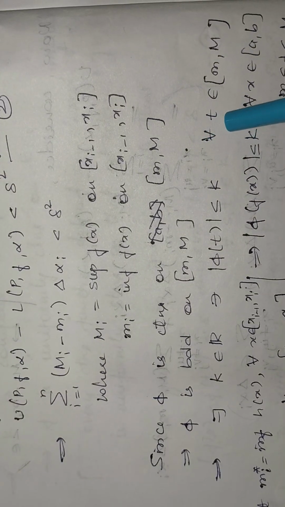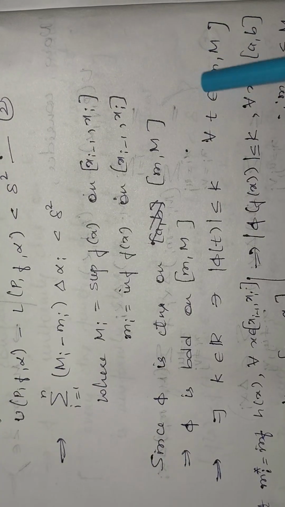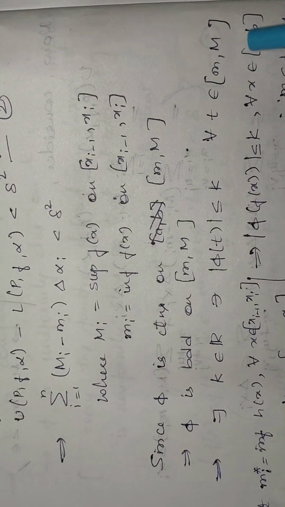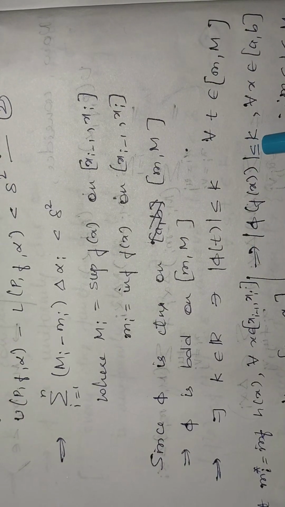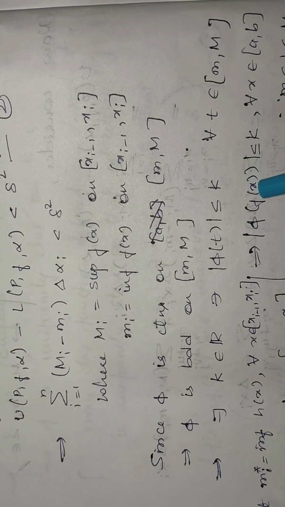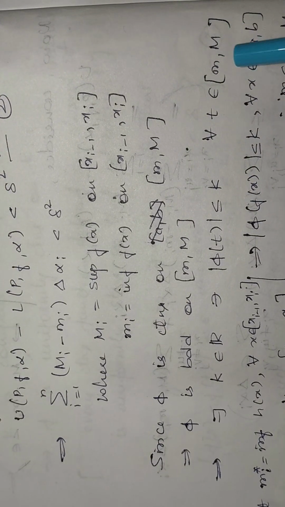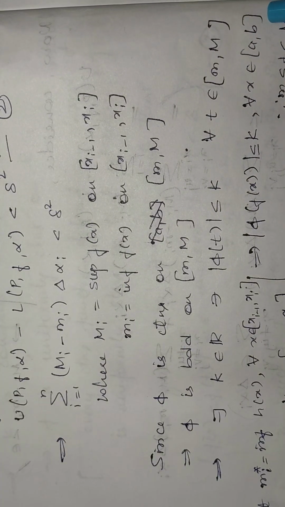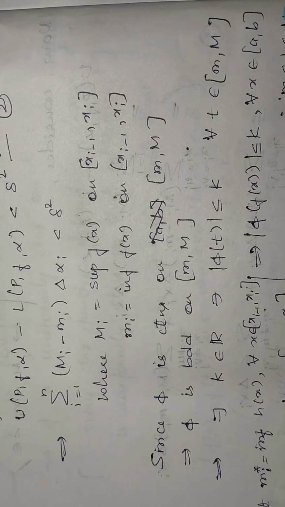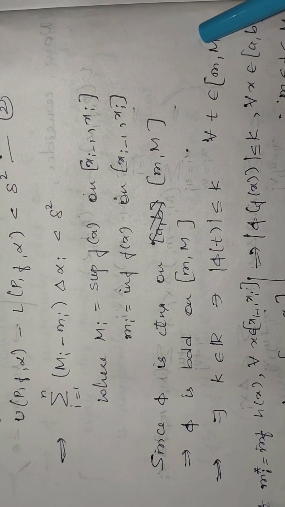Since this is true for all t belonging to this, it should be true for f of x also, which belongs to the same interval m comma M. So in place of t, I am writing f of x. So mod phi of f of x is less than or equal to k, and this is for all f of x belonging to this closed interval m comma M, or for all x belonging to closed interval a comma b. Okay, see here I am picking the value of x from closed interval a comma b, and f of x lies here.